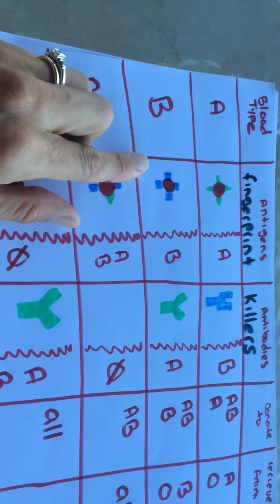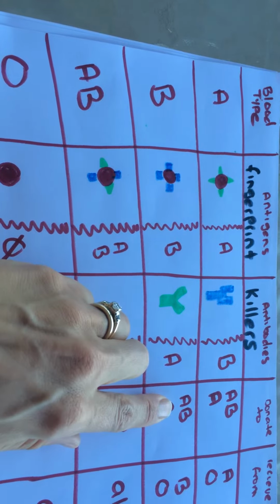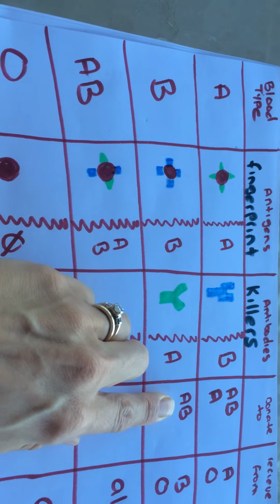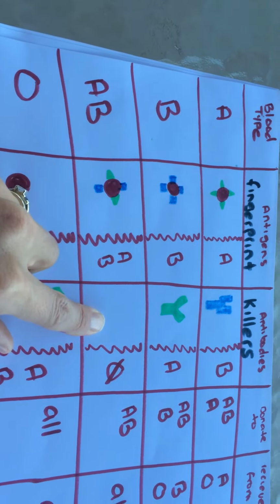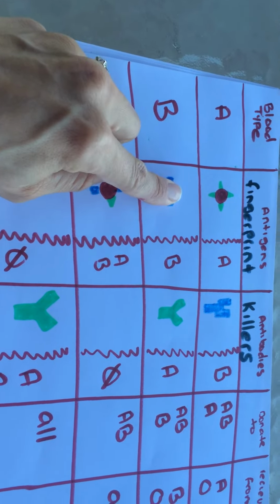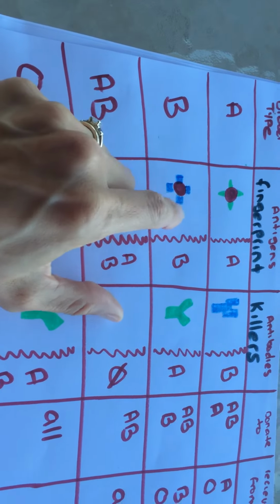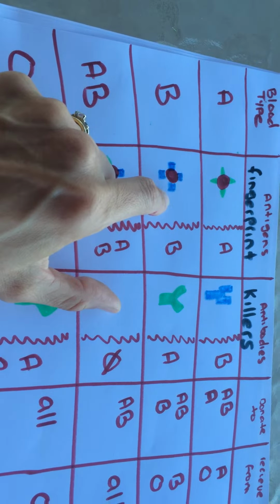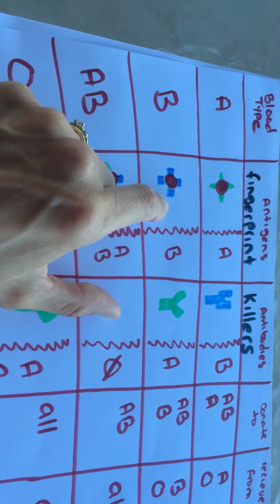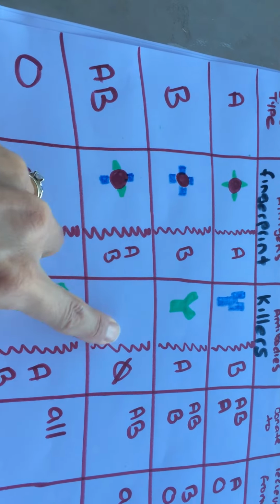But let's look at why, if I'm blood type B, I can also donate to someone who's blood type AB. Someone who's blood type AB does not have any killers. So if I'm blood type B and I donate to someone who's blood type AB, are there any killers to recognize the antigens on that cell and kill it? No, because remember, someone who's blood type AB lacks any killers or antibodies.